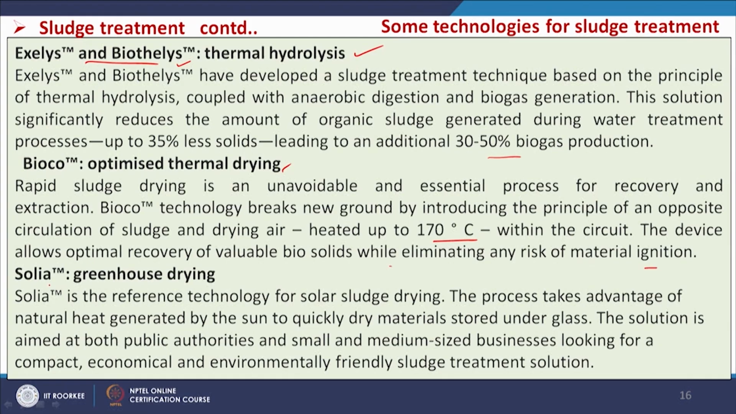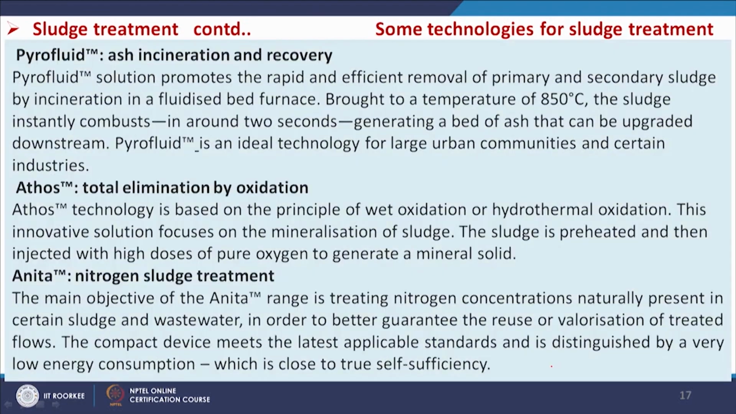Then Solia TM, that is greenhouse drying. In this method, solar sludge drying is implemented. The process takes advantage of natural heat generated by the sun to quickly dry material stored under glass. The solution is aimed at both public authorities and small and medium sized businesses looking for a compact, economical and environmentally friendly sludge treatment solution.